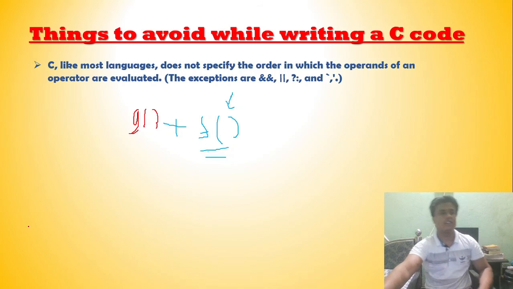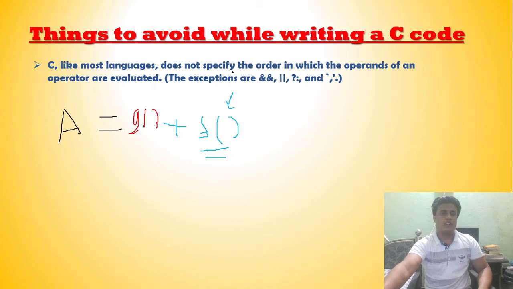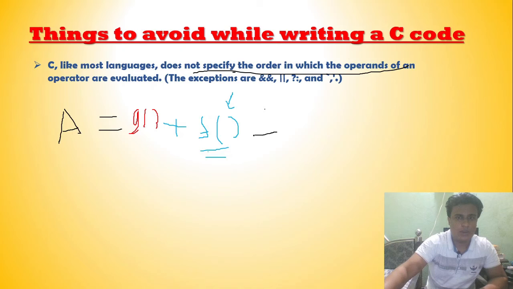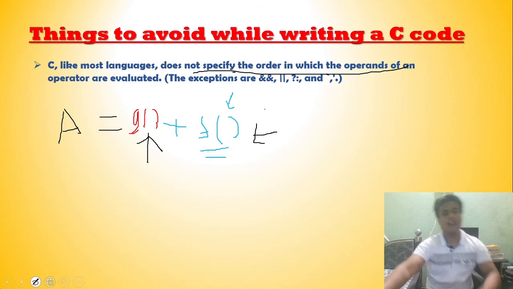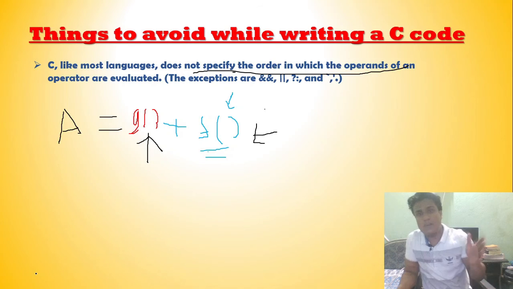So these are two functions. Suppose we have to store this in a. So what does this point say? It does not specify the order in which the operands or operators are evaluated. It means we don't know whether this one will be operated first or this one. We have no idea. The programming language does not specify, and the compiler does not specify which to evaluate first.